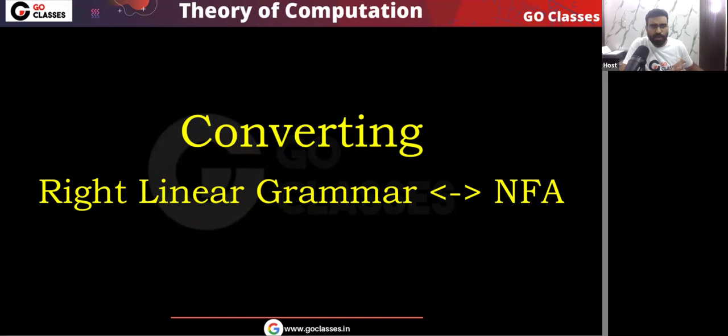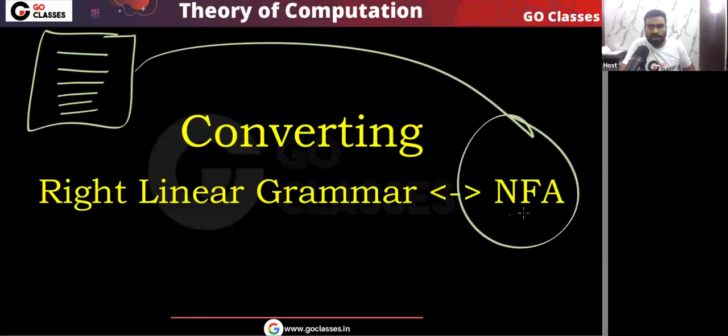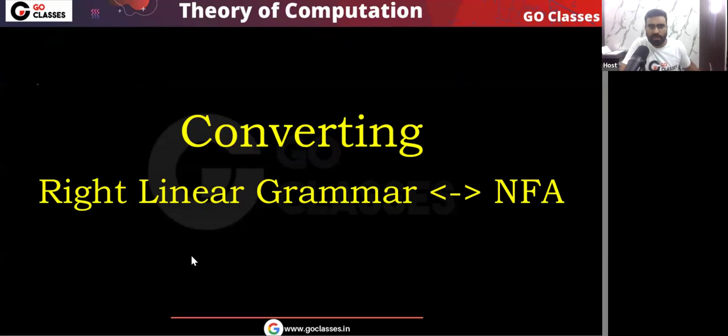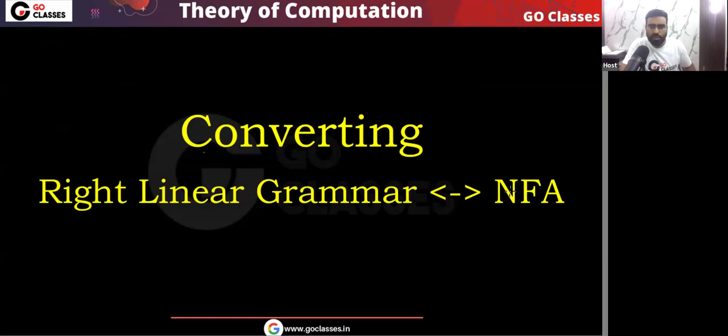Okay, so when will it be useful? It will be useful, for example, in the GATE exam. Let's assume this right linear grammar is given to you, and you want to find what the language is. Then what you can do is convert this to an NFA, and then from the NFA you can find the language. So this is what you can do. Now let's see how to convert right linear grammar to NFA, and also how to convert NFA to right linear grammar.